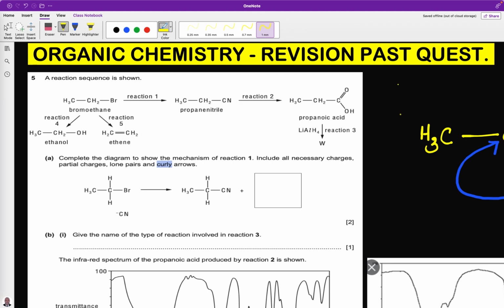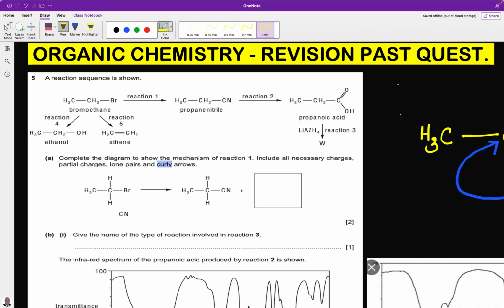Then in SN2 mechanism, what should come to your brain is that SN2 means nucleophilic substitution bimolecular. It means that there are two reacting species involved in the rate determining step. Here there is bromoethane and there is the cyanide ion that are really involved in this reaction. It is an SN2 mechanism because there are two reacting species.